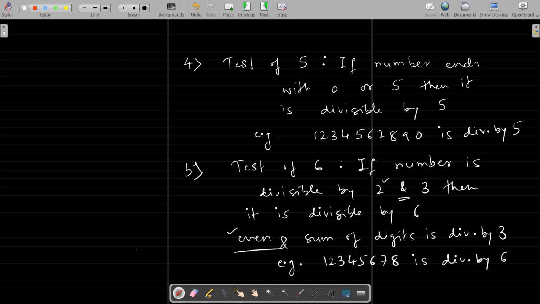So it was divisible by 3, and therefore divisible by 6. Sir, can you tell for 7? Yes, wait. So far good? Yes, sir. Okay.